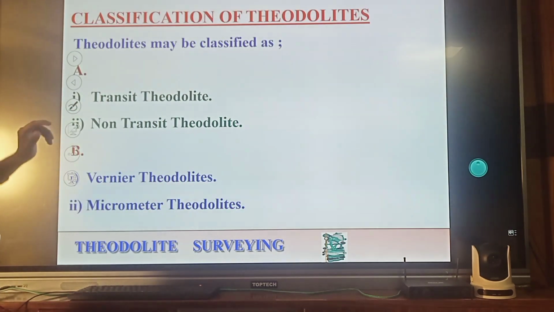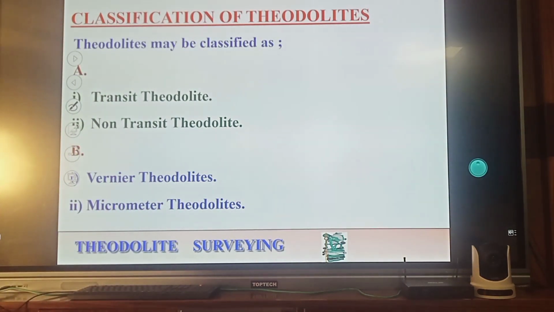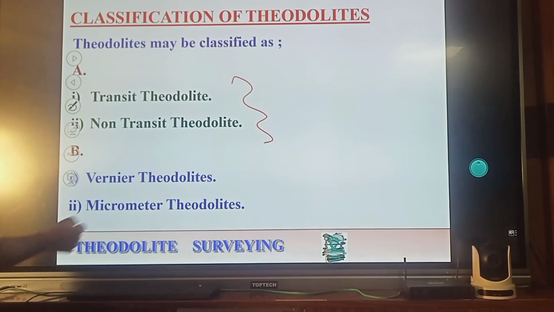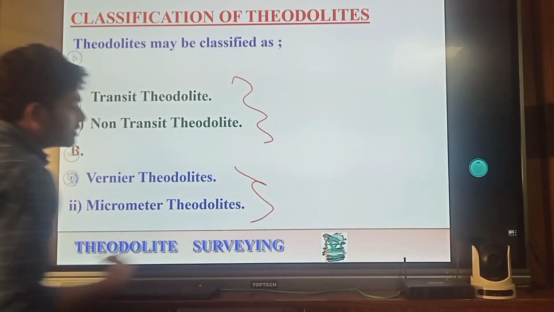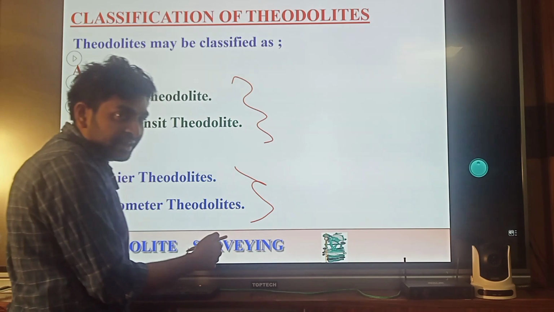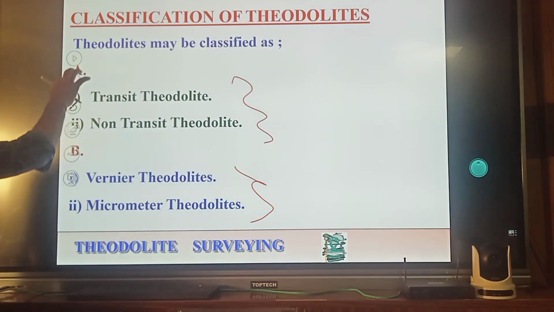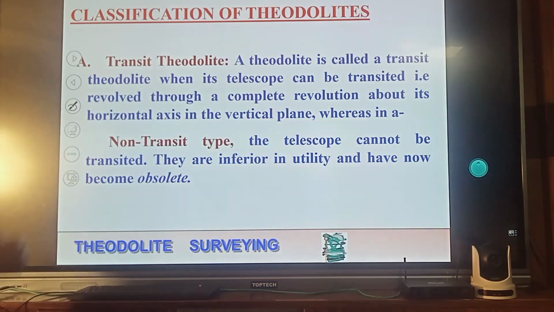Next, the classification of theodolites. Theodolites are classified based on transit and non-transit, and second, based on vernier and micrometer. It is based on how the reading is measured, or on the type of telescope. Then we discuss the transit theodolite.